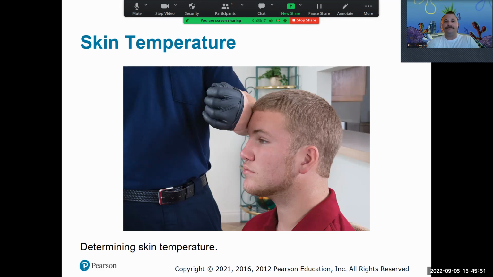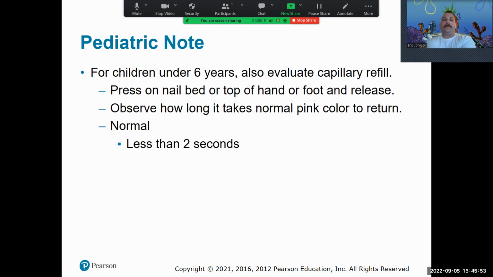They're usually medics. Now, quick note about peds. If our child is under the age of 6, we're going to evaluate capillary refill. This is actually very easy to do, and we can do this on adults too. Capillary refill is where we take the patient's finger and press down gently. It doesn't need to be super hard, but it needs to be enough that we change the color underneath the nail bed.